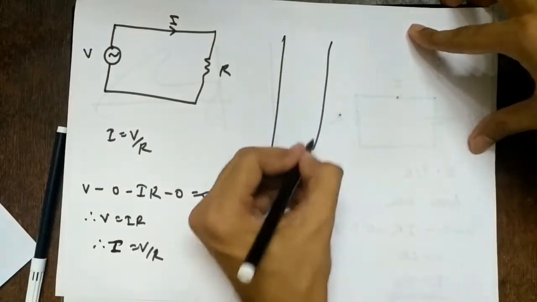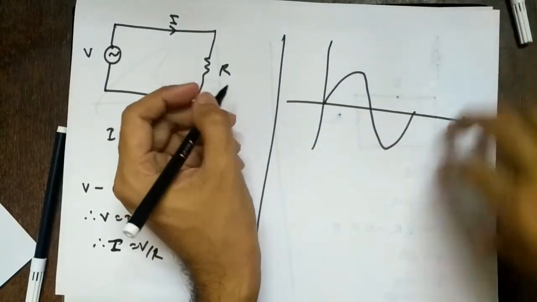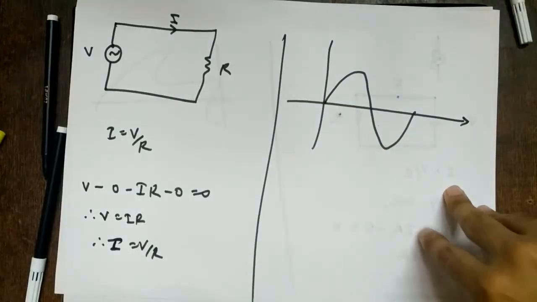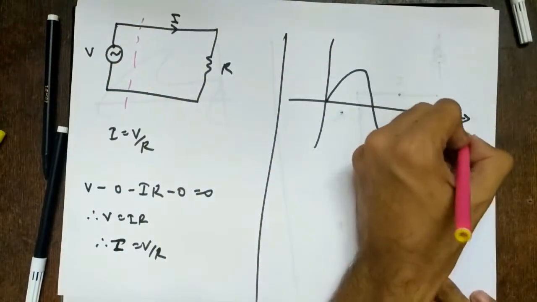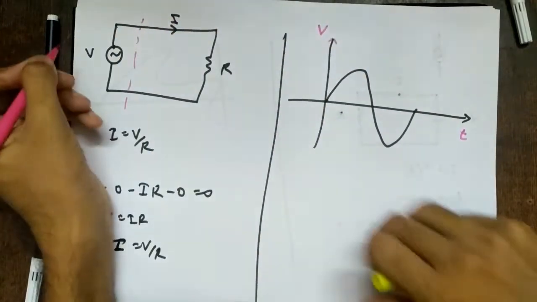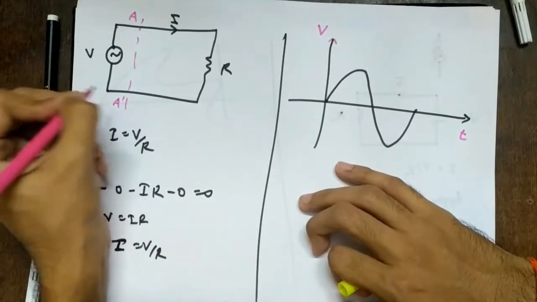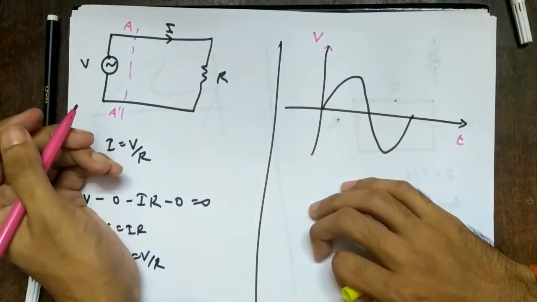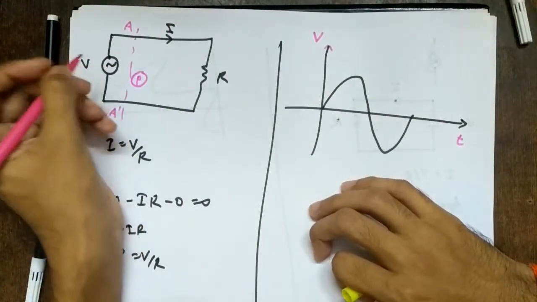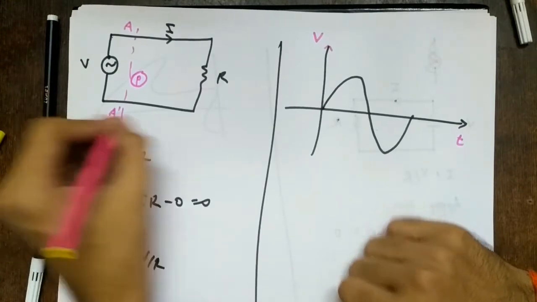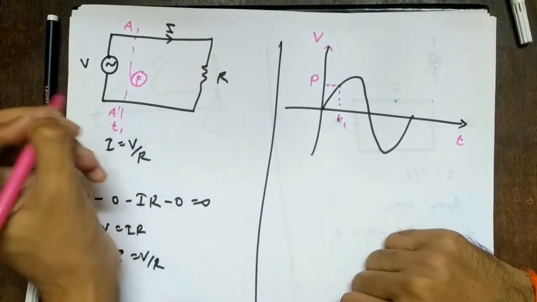So since this is the AC source, let me take the signal. It will be somewhat like this, a sinusoidal signal, right? And let me take the voltage at a particular instant of time, so it is dependent on time. This is time, and this is my voltage axis, voltage versus time. So let's say I am at location AA prime on the transmission line, and at this location the voltage corresponds to a point P at time t1. So this voltage value is P.